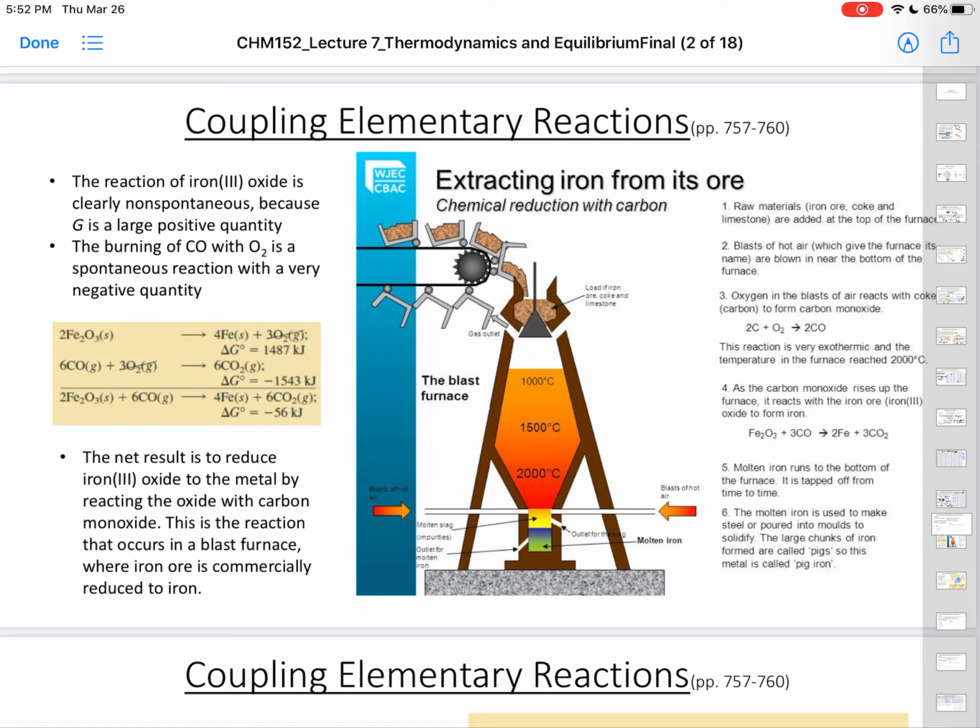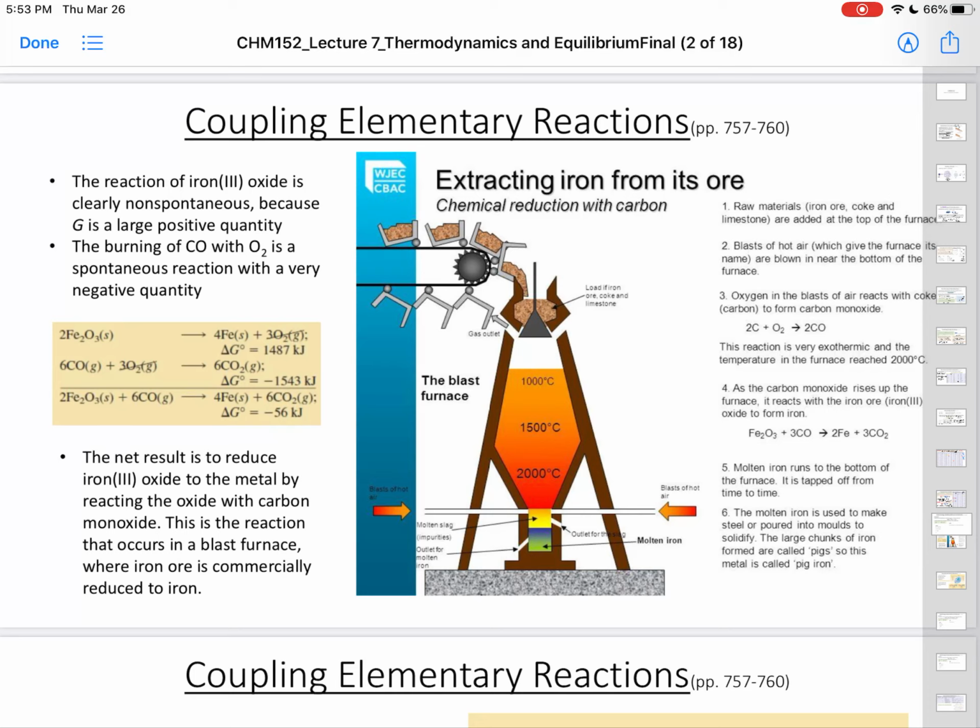A lot of times we have a reaction that we're interested in performing, but this particular reaction might be non-spontaneous, okay? In that case, you're trying to do a non-spontaneous reaction and can't get it done because it's not spontaneous. So what could you do to make it spontaneous? The idea is you can couple two elementary reactions at the same time, and the second reaction that you're going to couple is going to be highly spontaneous.